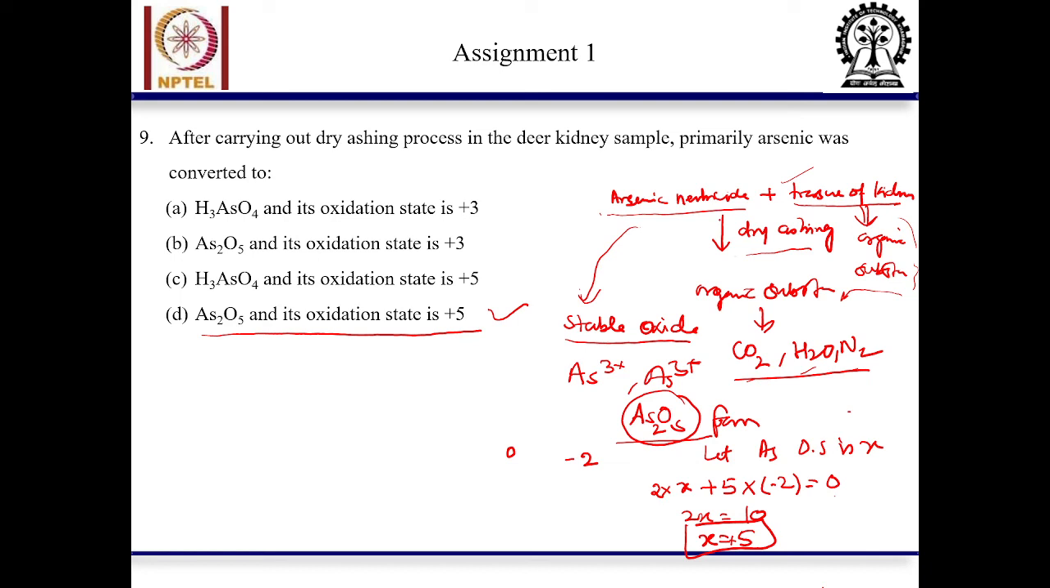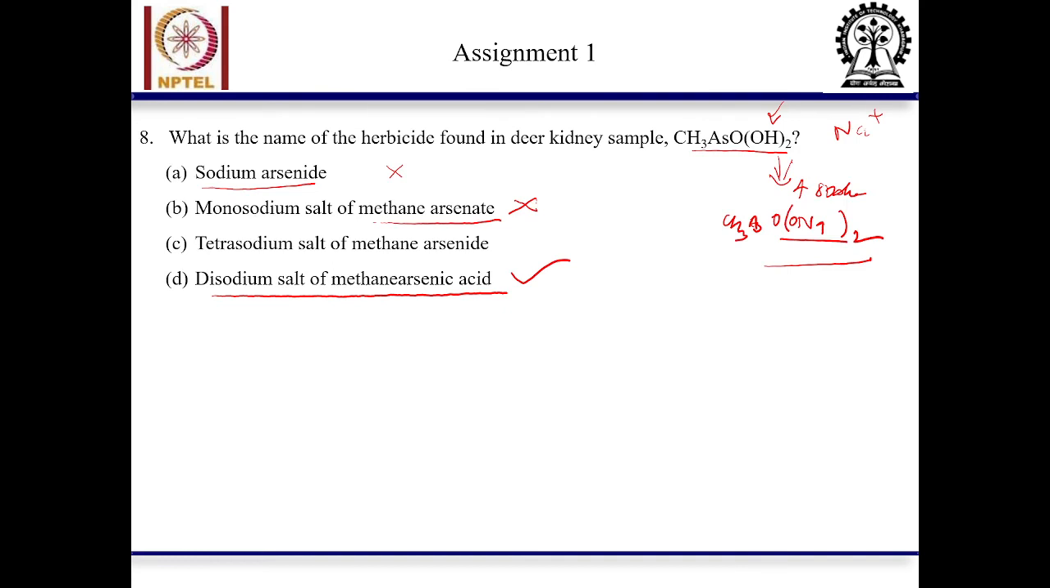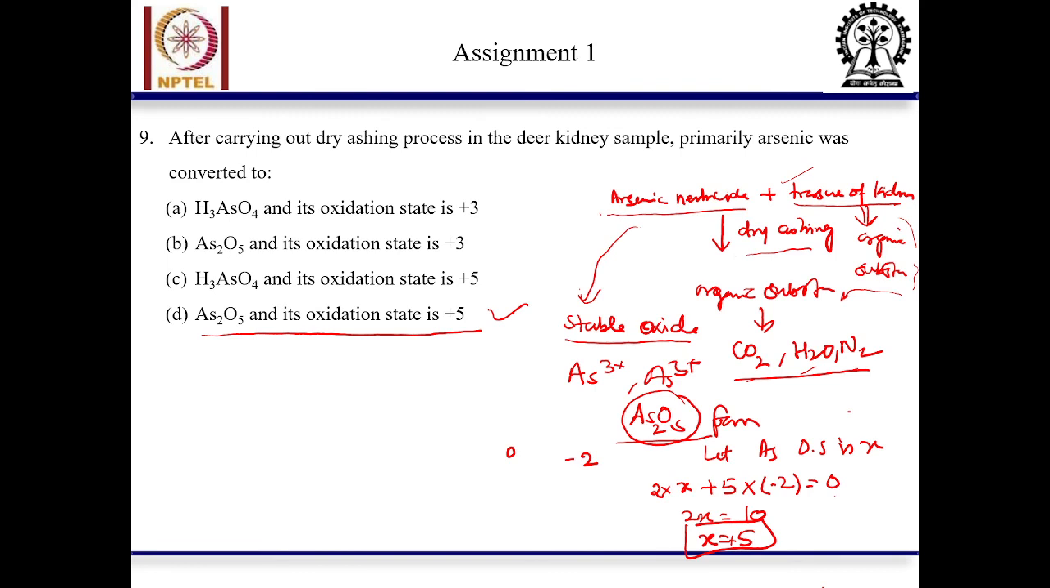So what will happen once we do the dry ashing? It will form the stable oxide, sulfate, phosphate, or chloride. So here, what is the possibility? We have seen this formula here, CH3AsO3Na. So basically, it will form the oxide here because there is no phosphorus. Phosphate will not form. Chloride is also not there. So only oxygen is there. It will form the stable oxide.